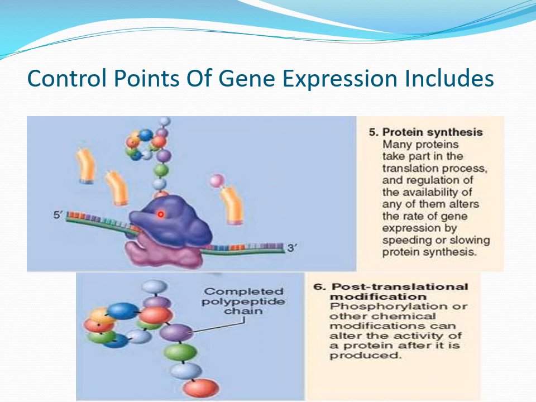And once the amino acid, the polypeptide chain is produced, it is not that it will form a functional protein, because it undergoes many post-translation modifications, structural as well as chemical modifications. So again, at this point too, the gene expression can be stalled in a eukaryote.